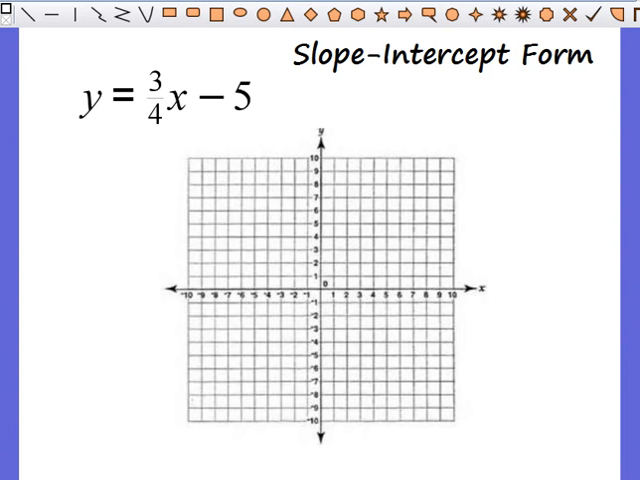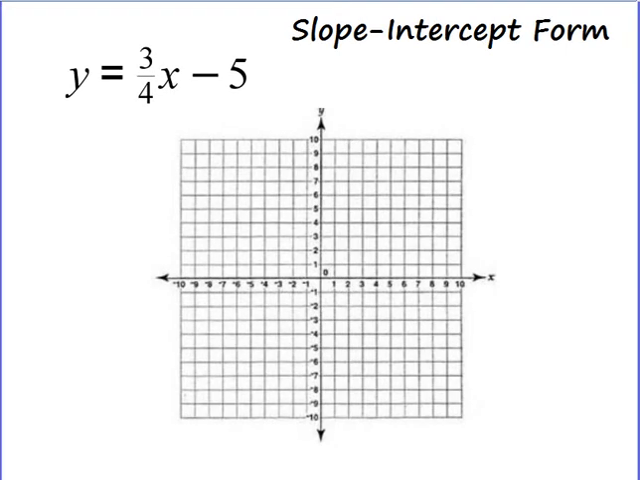Sometimes I'm going to be given my slope and intercept, but in equation form. Remember, slope intercept is y equals mx plus b, where m is our slope, b is our y-intercept. This equation is telling me I have a y-intercept of negative 5. My slope is positive 3/4. Positive goes up, then right. So I'm going to go up 3 places, to the right 4 places. And I'm going to do it again. 1, 2, 3 over 4.